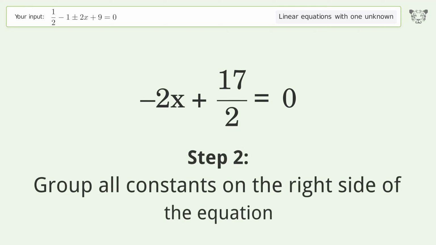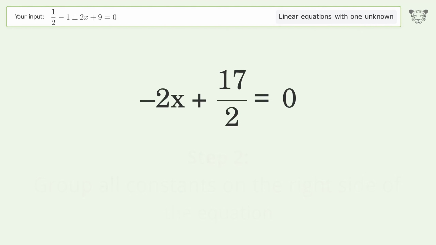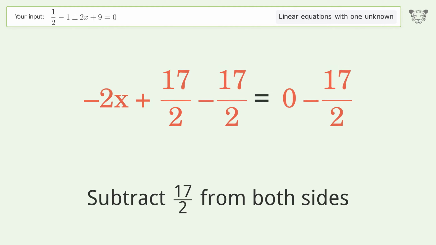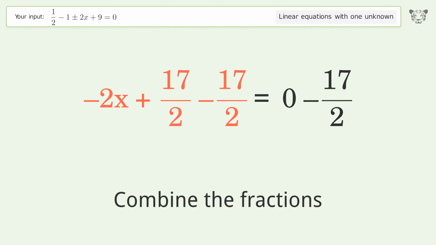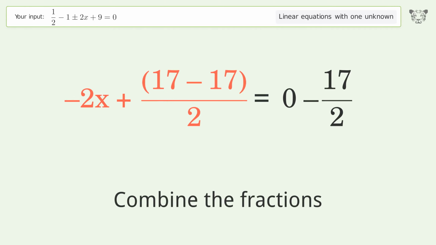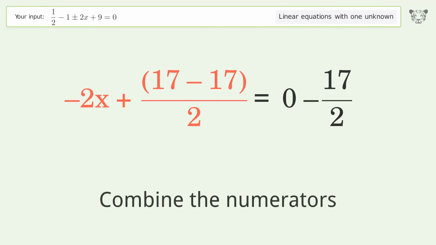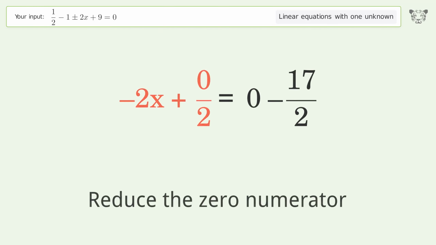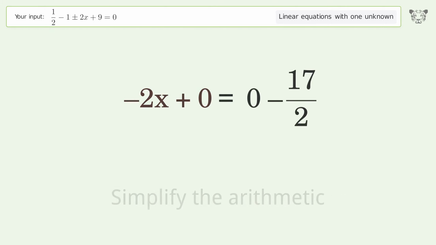Group all constants on the right side of the equation. Subtract 17/2 from both sides. Combine the fractions. Combine the numerators. Reduce the zero numerator. Simplify the arithmetic.